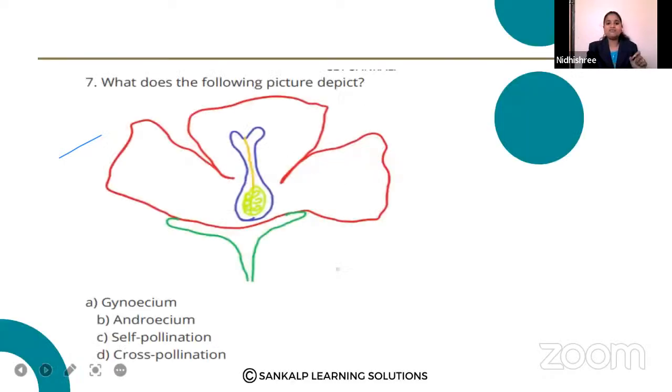Next, what does the following picture depict? They have drawn a rough diagram and asked what you mainly see in it. Option A, gynoecium, B, androecium, C, pollination, D, cross pollination. Fine, good. So the right answer is option A, that is gynoecium.